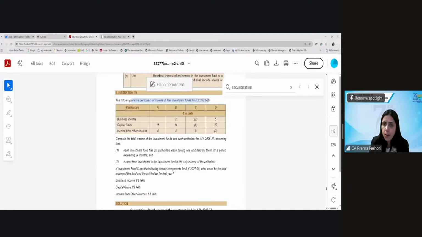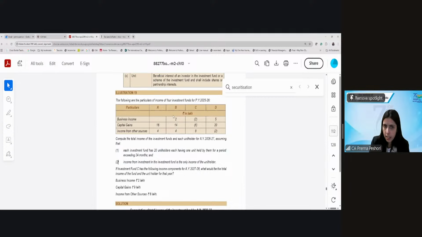The following are the particulars of income of the 4 investment funds A, B, C, D for previous year 25-26. Compute the total income of the investment fund and each unit holder for AY 26-27, assuming that each investment fund has 20 unit holders, each having 1 unit held by them for a period exceeding 24 months, and income from the investment fund is the only income of the unit holder. So first we'll see up till this part.